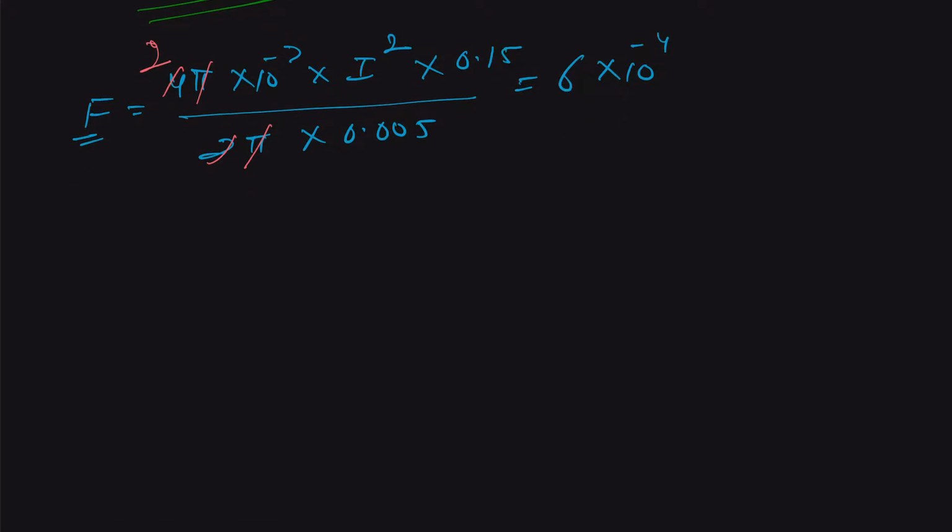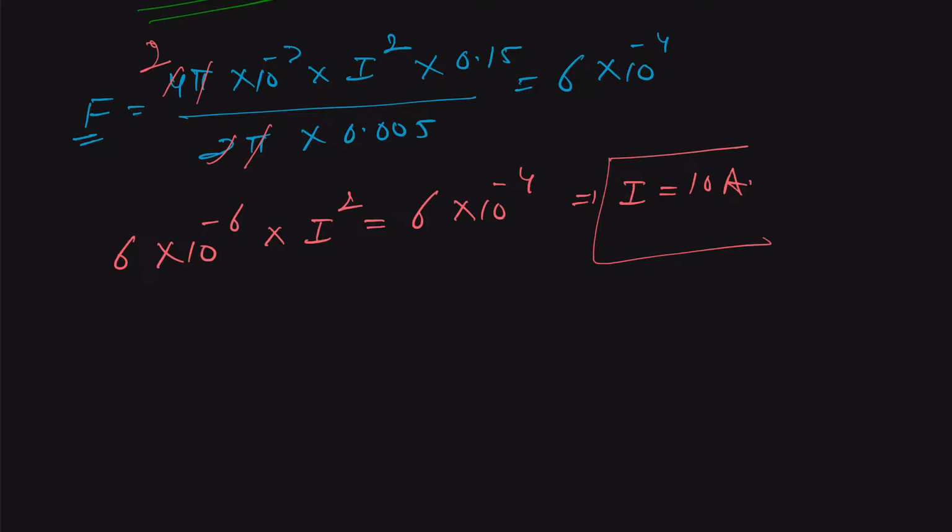This will be coming as 6 into 10 to the power minus 6 I square is equal to 6 into 10 to the power minus 4. Therefore, we get that the value of the current I will be equal to 10 ampere. So this was the value of the current that will be flowing in both the wires.